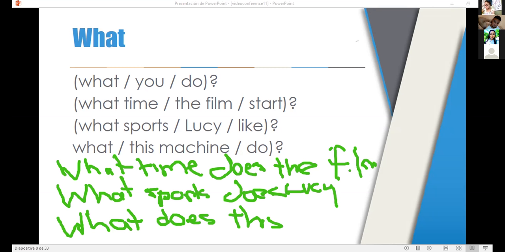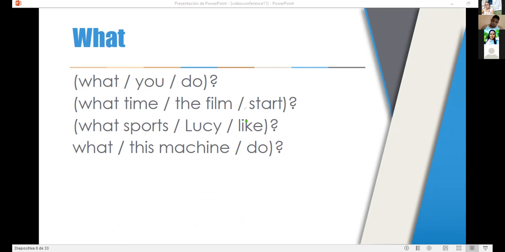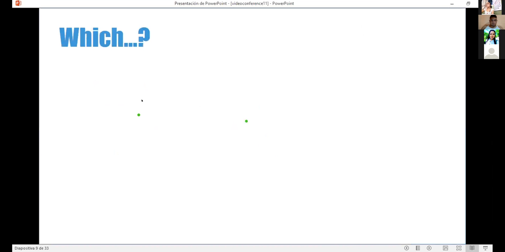So I'm going to clear this. Nice. So we have what time does the film start? What sports does Lucy like? And what does this machine do? Very good. So I'm going to clear this. Very good. Let's go with the next one. Okay, let's go with the next one. Which, remember, is for preference, okay? Para preferencias, we use which, o para escoger algo, okay?